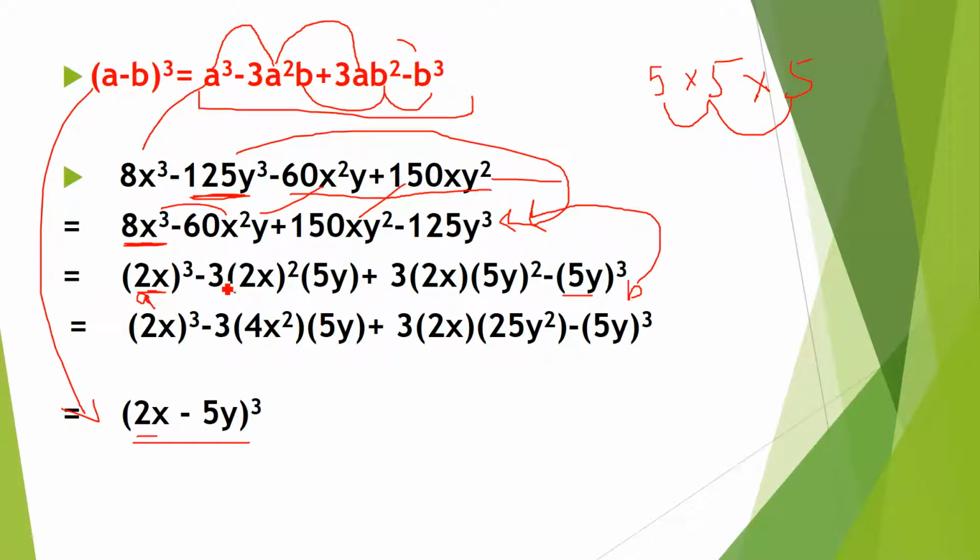I have solved it for you. Minus 3, same thing, minus 3 and then a square. Instead of a, we have 2x. Now do not go here or there. This is the 2x, this is a, and this is b. Wherever you see a, put 2x. Wherever you see b, put 5y. You will get the answer, right?